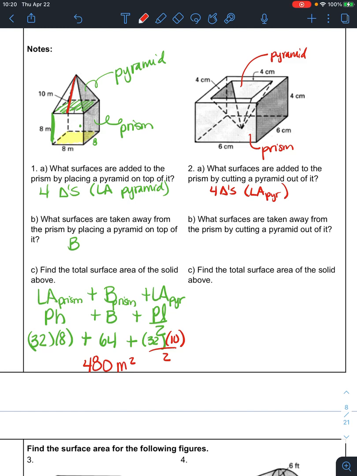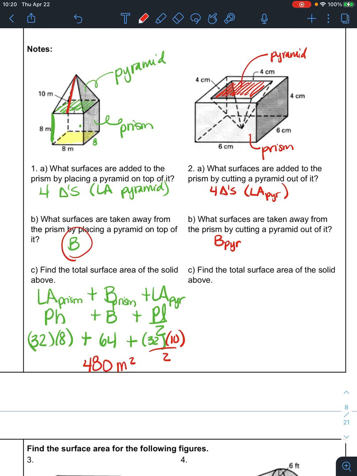Well, because we're cutting out, now we've lost that area on that top face. So we've lost the base of the pyramid. Now notice the pyramid doesn't take up the whole prism, so you're just losing that little piece. So we have to be specific about the base of the pyramid. On number 1, the base was the base of the pyramid and the base of the prism.